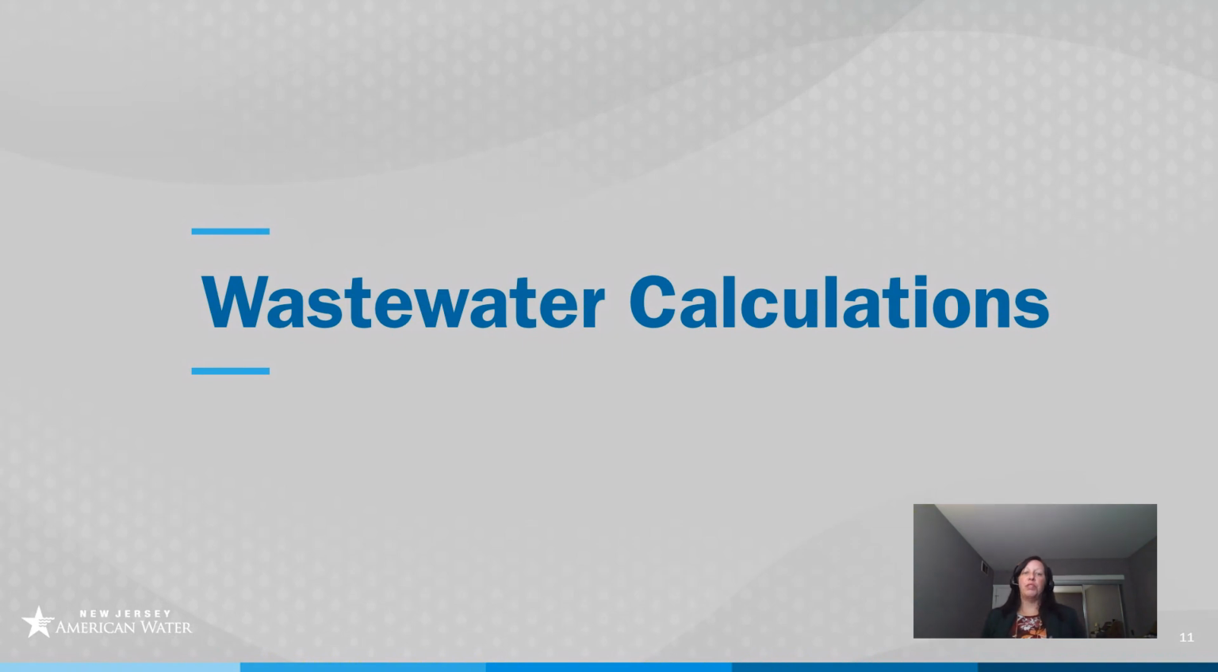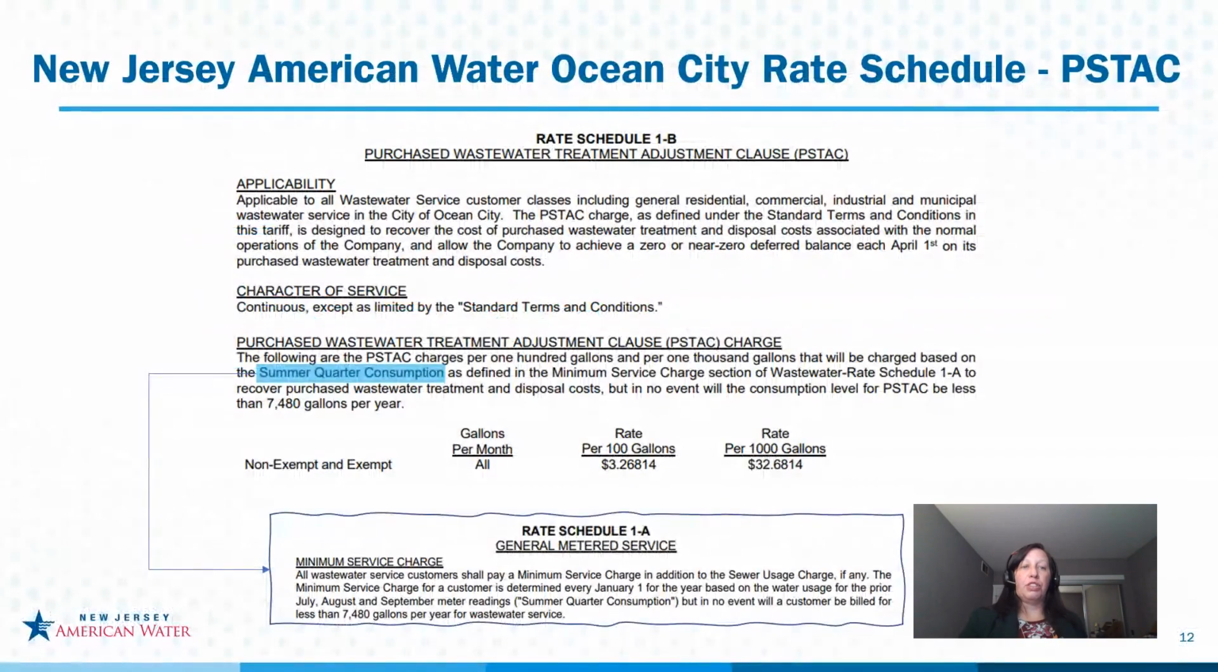New Jersey American will receive a bill from CMCMUA for all of the waste that it sends to be treated at that county plant. New Jersey American does not own the treatment plant. Again, we are a collection system in Ocean City.